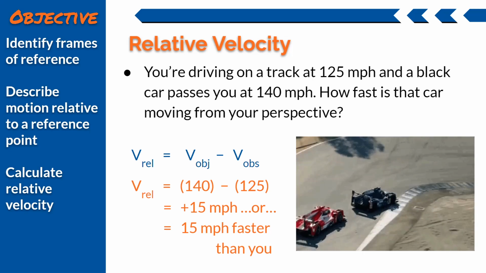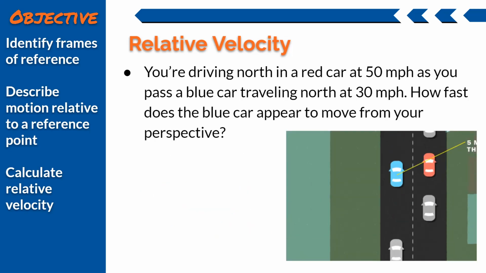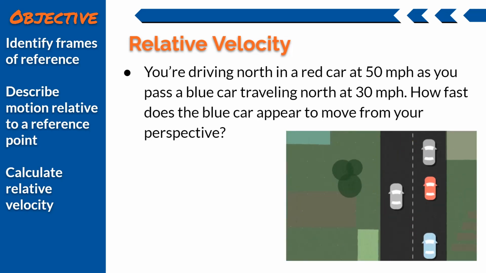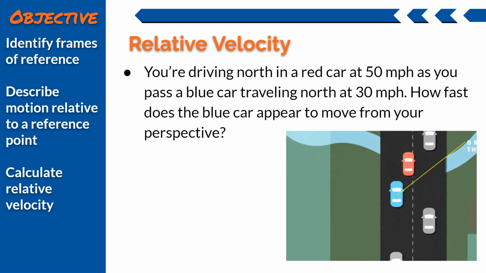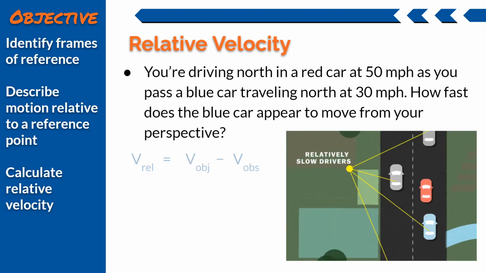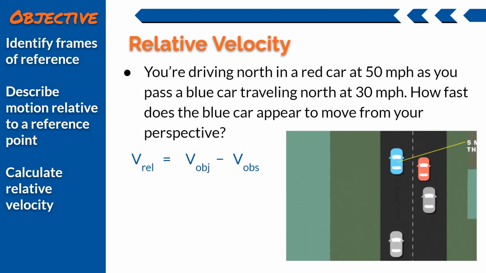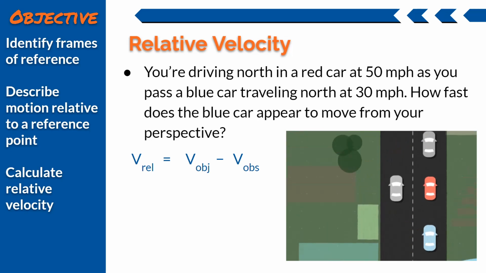All right, let's look at another one. You are driving north in a red car at 50 miles per hour as you pass a blue car that is also traveling north at 30 miles per hour. How fast does the blue car appear to move from your perspective? Okay, again, same equation. You're both going the same direction. We're going to call north positive. The object is the blue car that's going 30. We are the red car going 50.